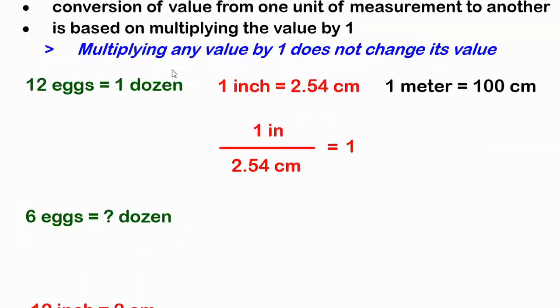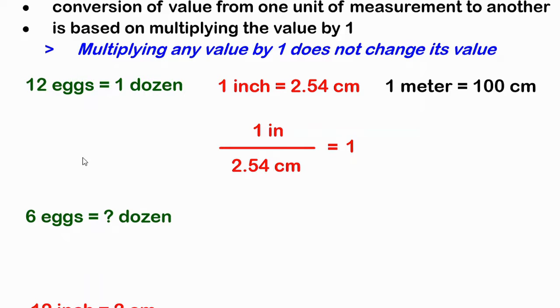And so dimensional analysis allows us to move from one unit of measurement to another, just like we move between number of eggs and dozens of eggs, right?